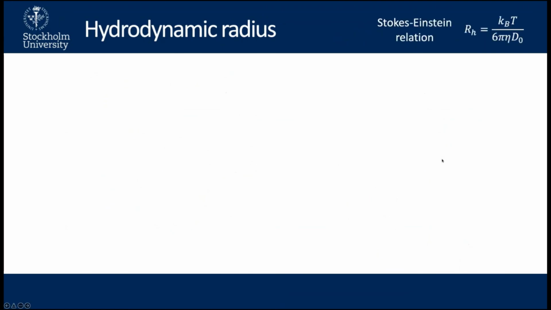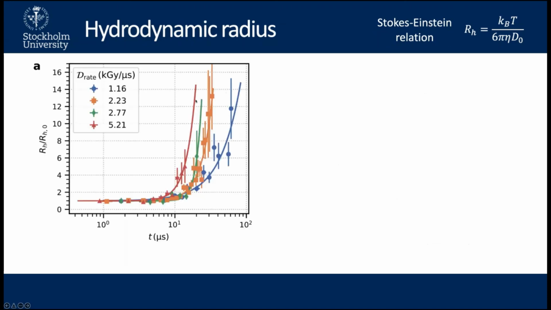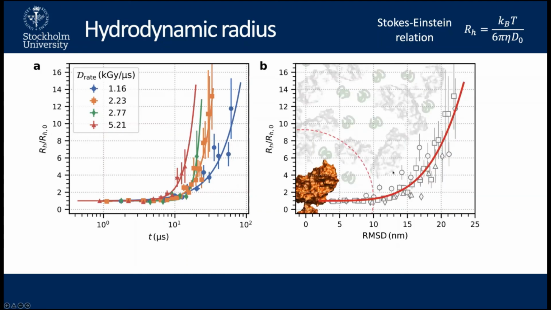Another interesting aspect is we can now calculate the hydrodynamic radius by knowing the diffusion constant and the viscosity. One can get, using the Stokes-Einstein relation, the hydrodynamic radius. So what we saw was that the radius, if you normalize the hydrodynamic radius with respect to time zero, in all of the dose rates, more or less up to 10 microseconds, things do not change. And then suddenly the radius starts to become very large, which is again consistent with some kind of aggregation.